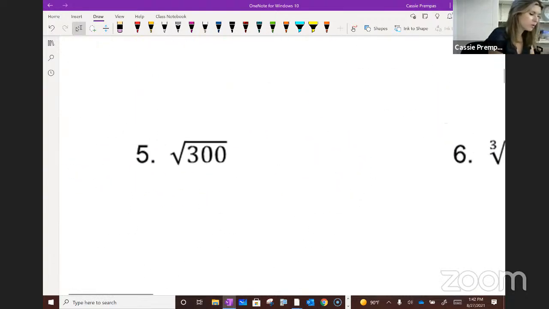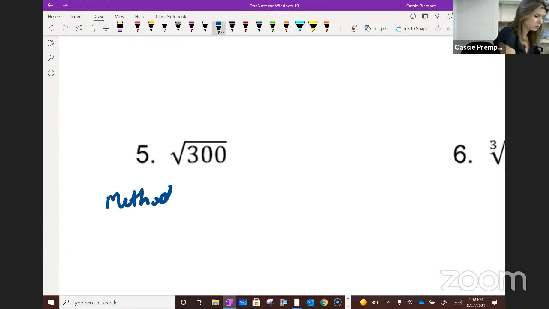Number 5, the square root of 300. If you're using method 1, does anybody know the highest perfect square that would go into 300? Method 1. So let's think about perfect squares. 4 is a perfect square. 16 is a perfect square. 25 is a perfect square. 36 is a perfect square. 49 is a perfect square. 64 is a perfect square. 81 is a perfect square. 100 is a perfect square. 121 is a perfect square. Out of those numbers, what is the highest perfect square that goes into 300?